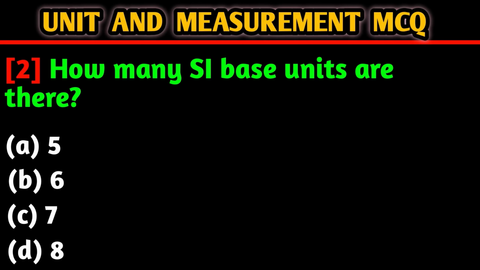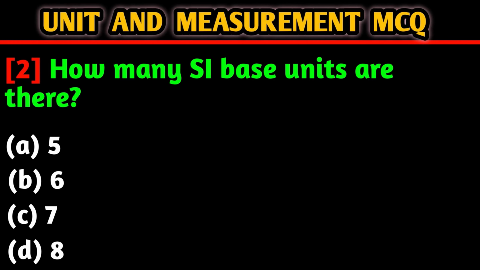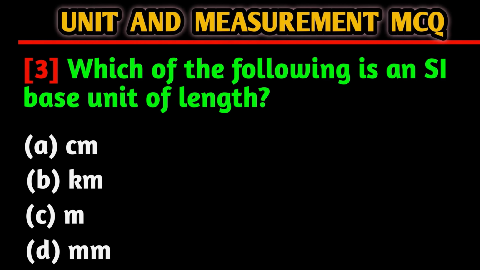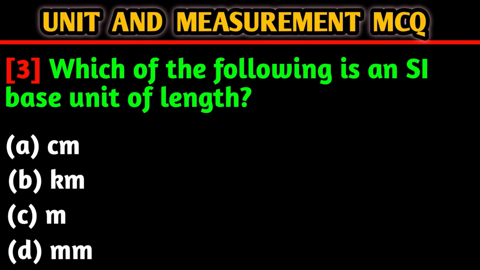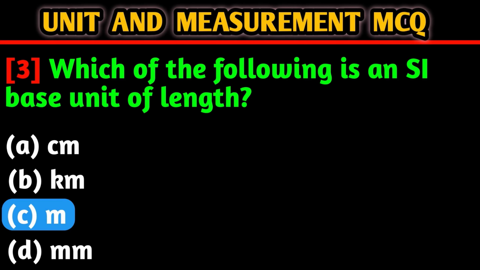Question number 2. How many SI base units are there? Option A, 5. Option B, 6. Option C, 7. Option D, 8. And the right answer is option C, 7. Question number 3. Which of the following is an SI base unit of length? Option A, centimeter. Option B, kilometer. Option C, meter. Option D, millimeter. And the right answer is option C, meter.